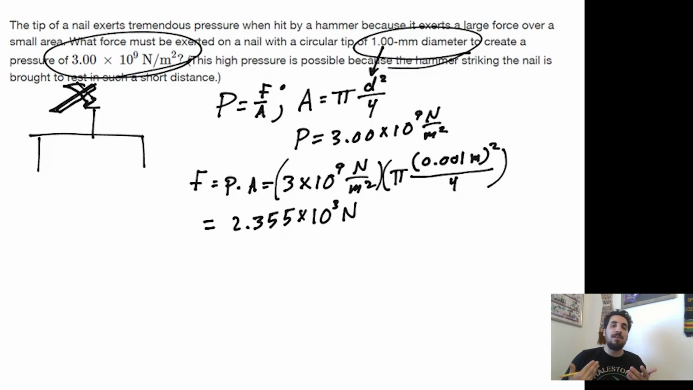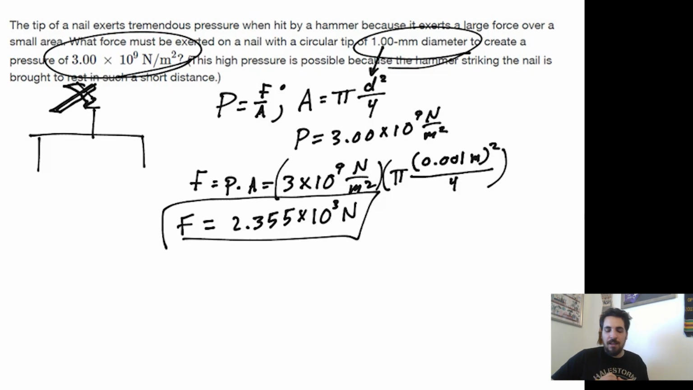When you hit a nail with a hammer, it's going to go from being in a collision with a very heavy object for a very short period of time, which leads to a large force. So we should expect to see a large force. In any case, that is how you would relate pressure and force and area.